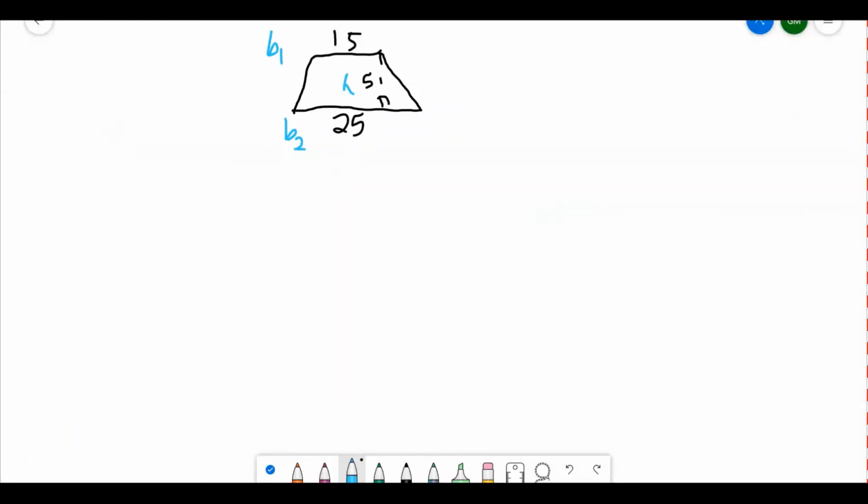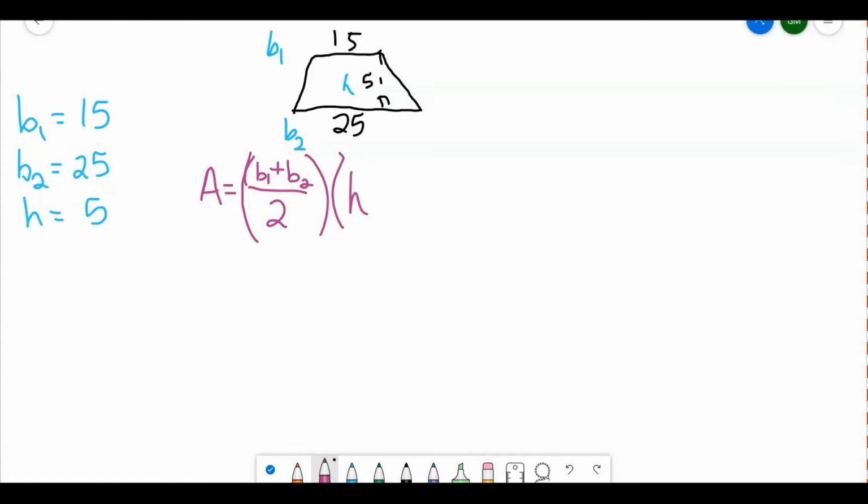Okay, so here's my sketch of the picture we had before with a base 1 of 15, base 2 of 25. So we're going to write that down. Base 1 is 15, base 2 is 25, and the height is 5. And we're just going to take our formula, area equals, and I like base 1 plus base 2 over 2 times the height. That's my preferred way of writing it.